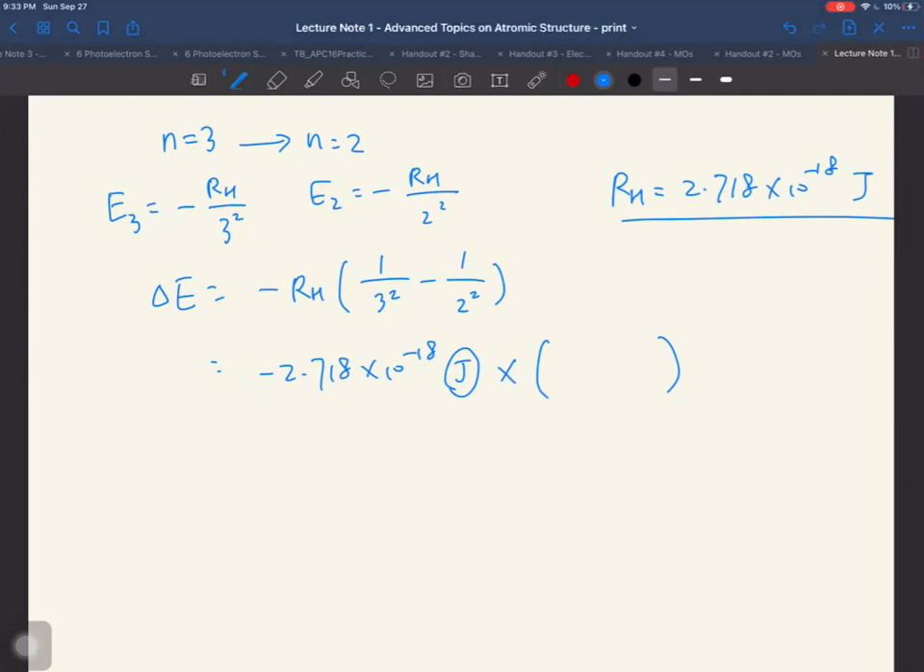I think the Rydberg constant is 2.180. Okay, 2.180. Like this, right? Yeah, so have your calculator.